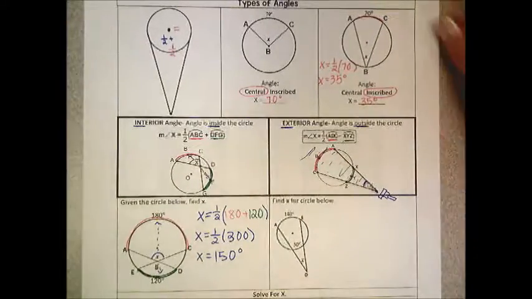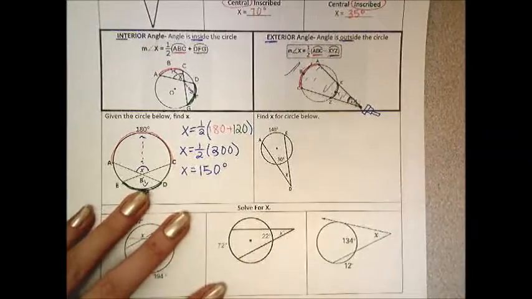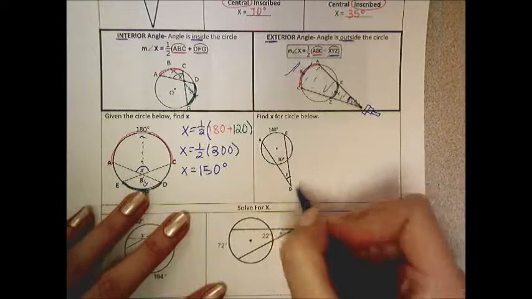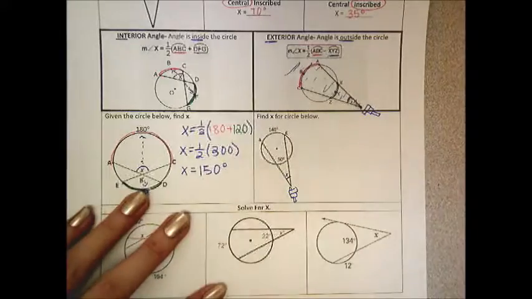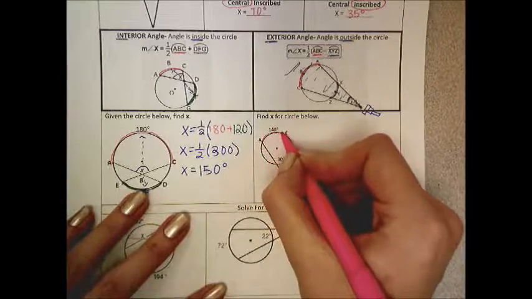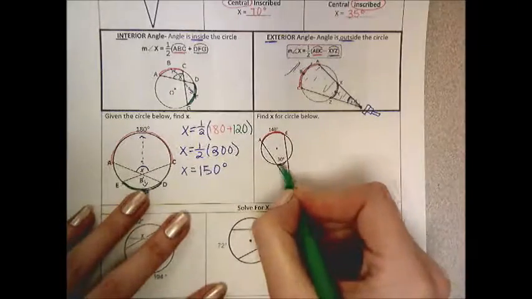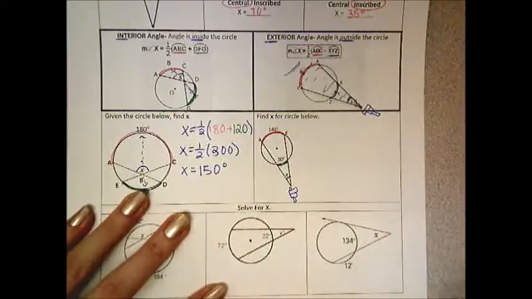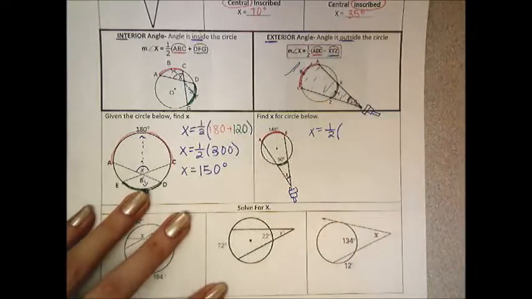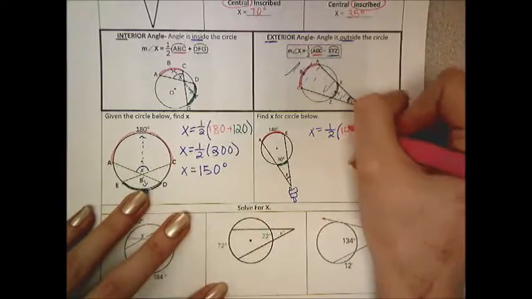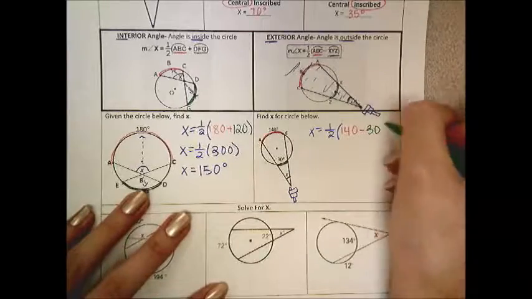Alright, so let's just do 2 quick examples with our exterior angle. So right down here, I see that X is here. So if I think of that flashlight shining through, making this beam, I see that I've got one arc here. My bigger one is 140. And my smaller one here is 30. So using my formula, I have that X equals 1/2 times 140. This time it's minus 30.